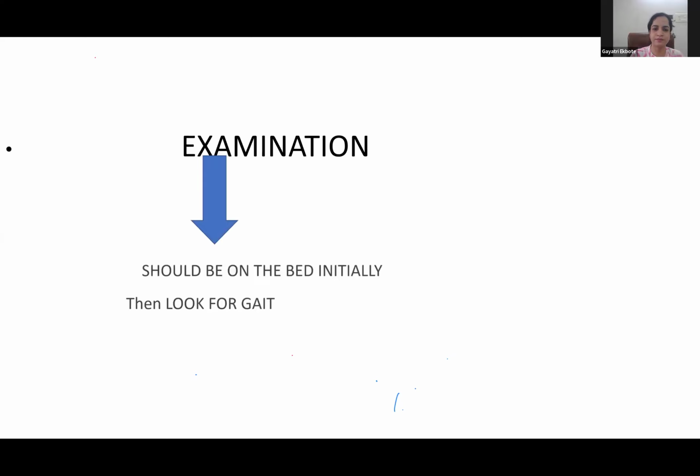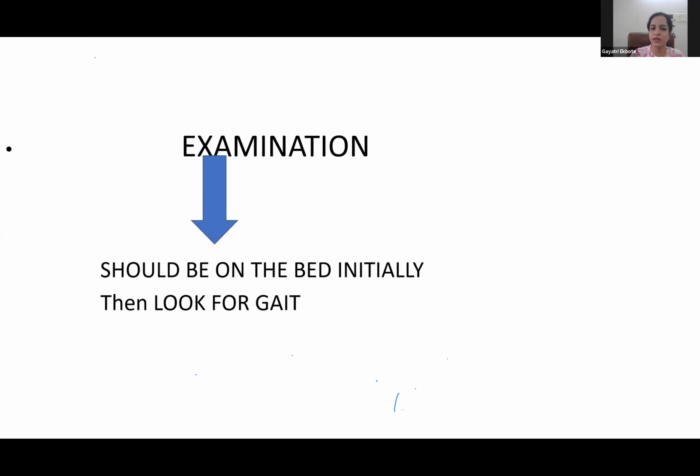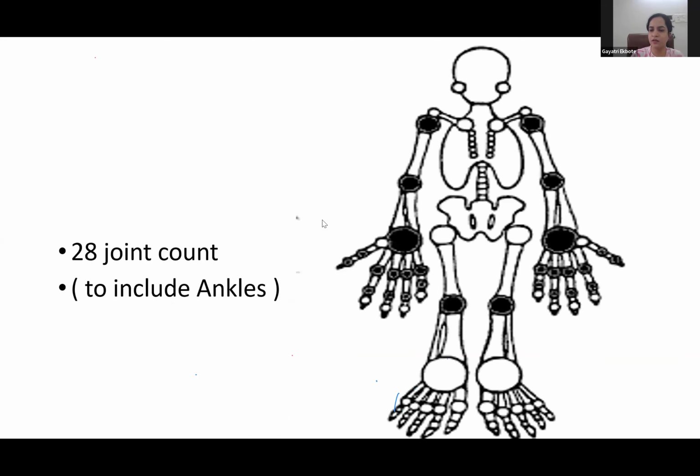Examination should be done on the bed initially and then look for the gait. Rheumatoid arthritis has this important thing known as DAS28, where you calculate disease activity, but it does not include your feet joints or ankle joints, but you can include ankles as well whenever you see the patient.